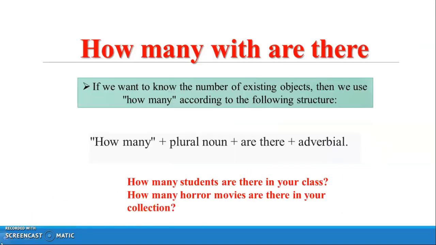How many with there are? If we want to know the number of existing objects, then we use how many according to the following structure. How many plus plural noun plus are there and adverbial. How many students are there in your class? How many horror movies are there in your collection?